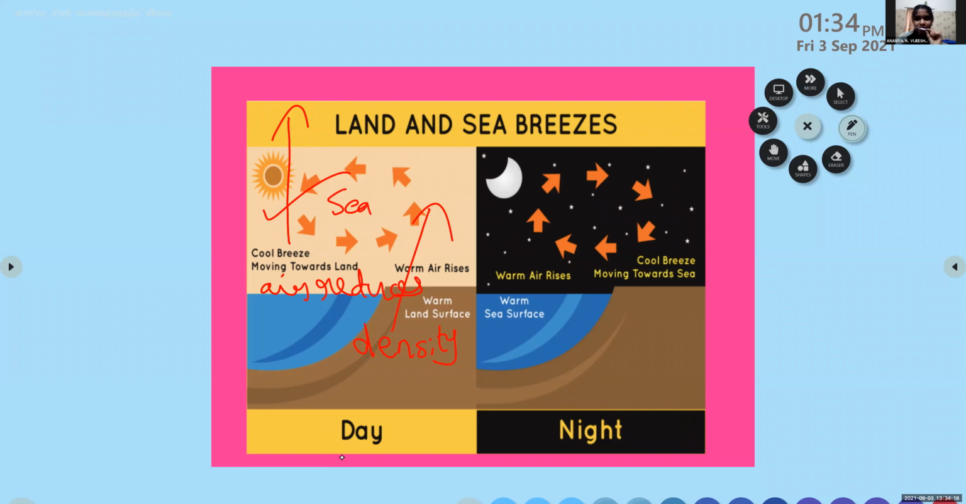Excuse me, ma'am. Yes. Can you explain once more? I didn't understand. During daytime, due to sunlight, air on the land becomes hotter. Correct? And once it becomes hotter, air reduces density, means it becomes lighter. So it moves upwards. When it moves upwards, what will happen? The cool air above the sea will move towards the land to replace it. So that is known as sea breeze. Did you get that? Yes, ma'am. Okay, Maria Robin, can you explain once again how the sea breeze occurs?